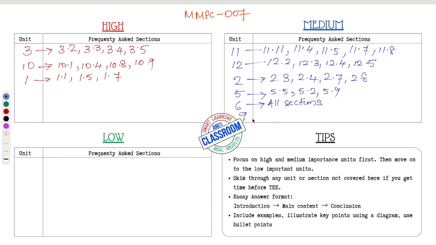Similarly, the same case goes with Unit 9, that is Basics of Written Communication from Block 3. All sections are equally important. I cannot with good conscience tell you to skip anything.